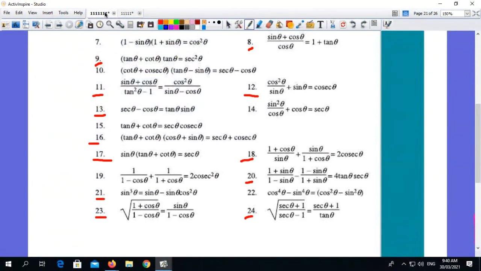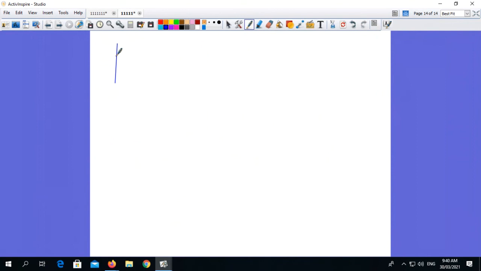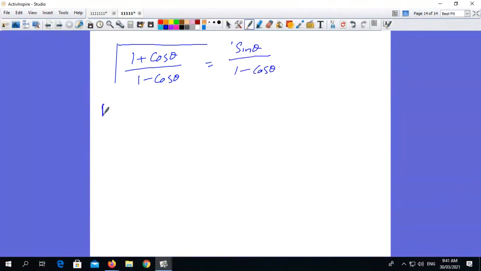Okay, good. Ismail, 23 or 24, one of them. Kindly read out 23: square root of 1 plus cos theta by 1 minus cos theta equals sin theta by 1 minus cos theta. We take left hand side, thank you beta, and resolve this.